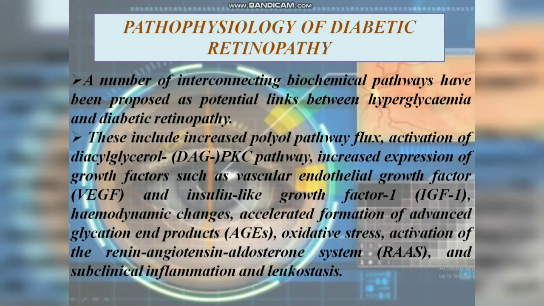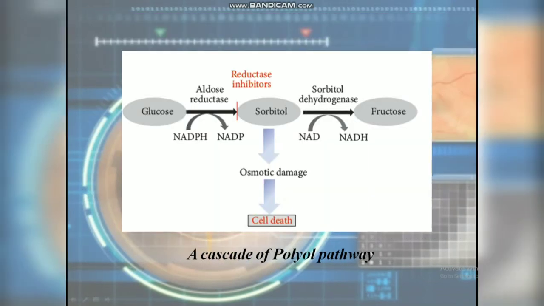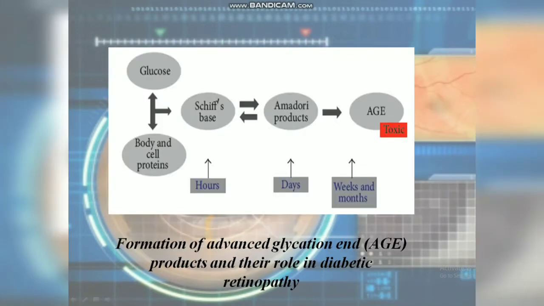Pathophysiology of diabetic retinopathy. A number of interconnecting biochemical pathways have been proposed as potential links between hyperglycemia and diabetic retinopathy. These include increased polyol pathway flux, activation of the diacylglycerol pathway, and increased expression of growth factors. This is the diagram for a cascade of the polyol pathway. This is the diagram for the formation of advanced glycation end products and their role in diabetic retinopathy.